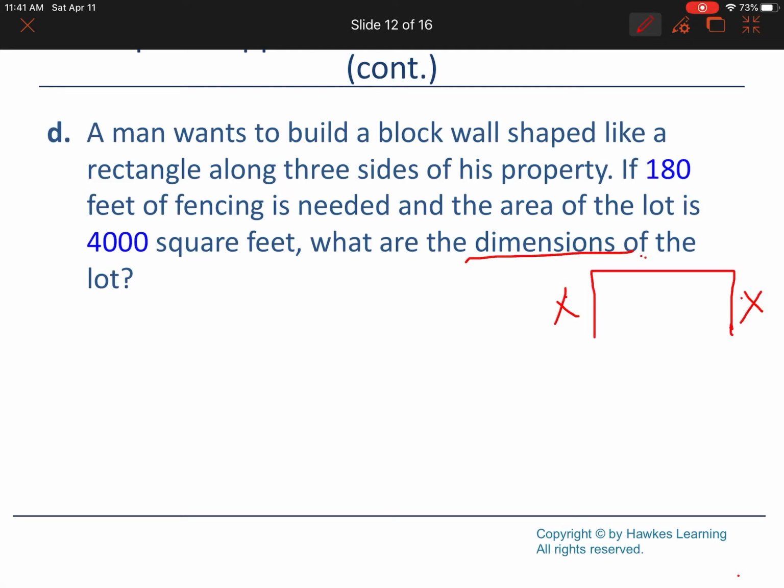Okay, and I know that they all add up to 180. So I have x plus x, so it's 2x, plus whatever's here has to equal 180. So if I just subtract 2x from 180, I'm going to get what's here. So 180 minus 2x. Okay, so those are my dimensions in variables, right?